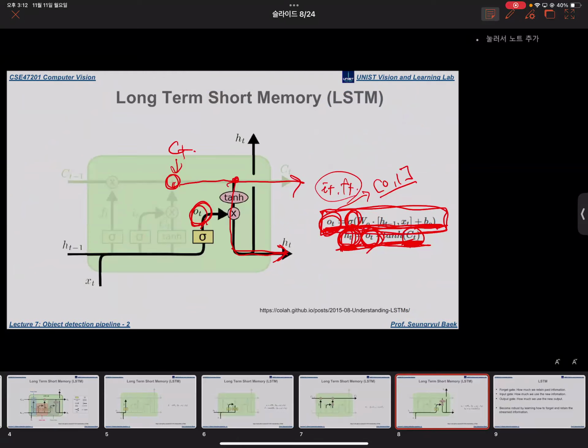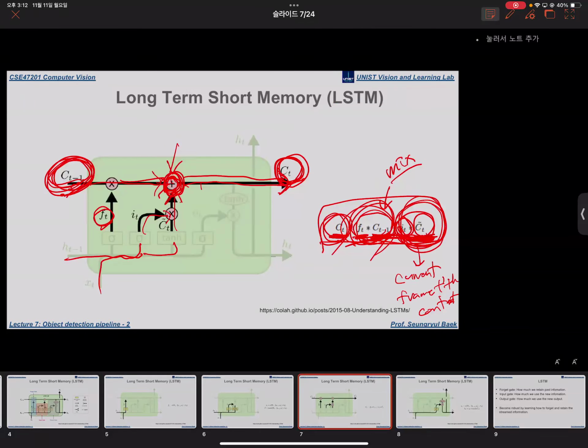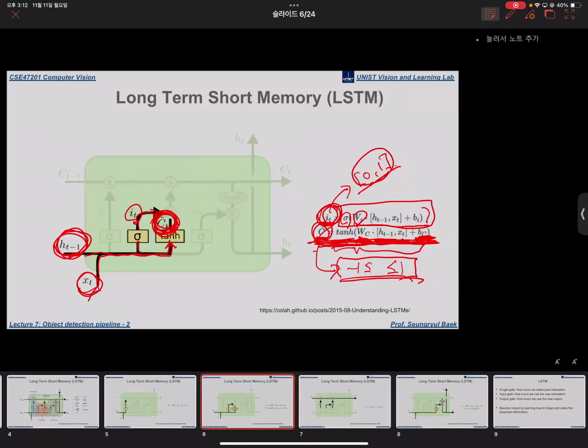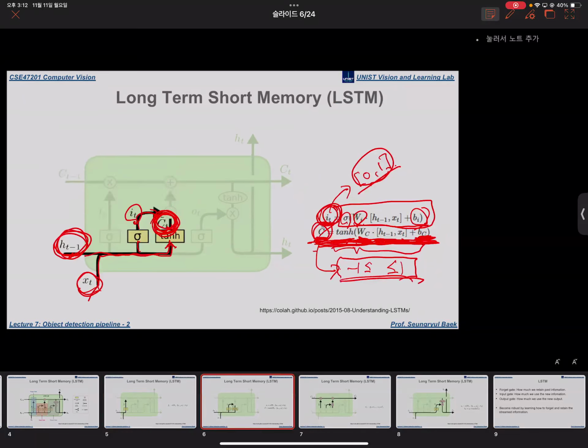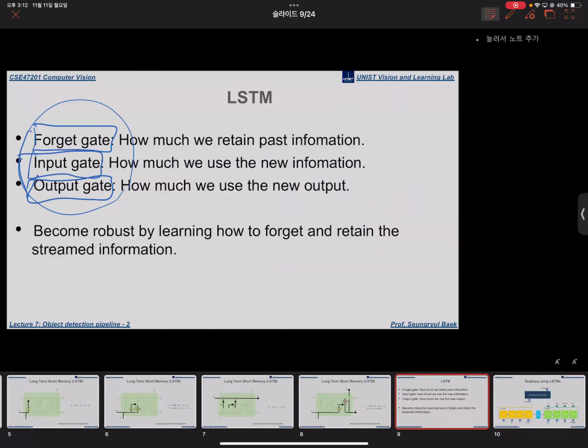That's actually what controls the LSTM, and these weight vectors that calculate this i t, forget values and others are trained using the training data, so they can adaptively control how much you will forget, retain the input, and retain the output based on the data. You can estimate it from the data.